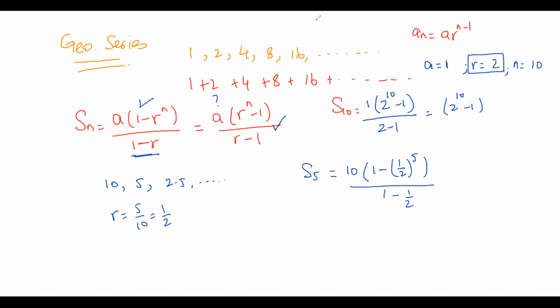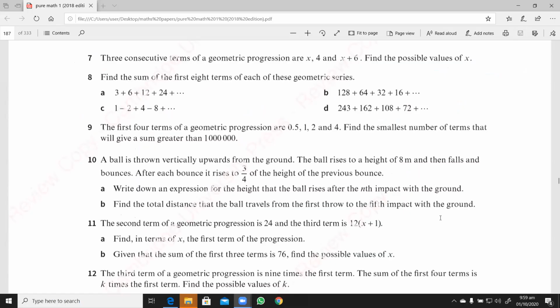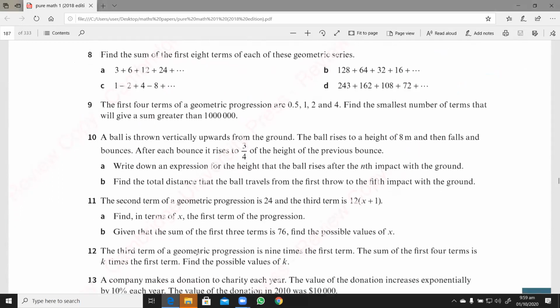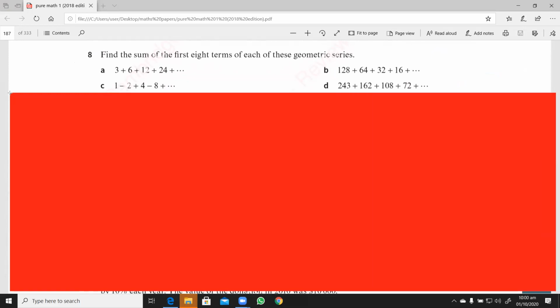Now let's see what kind of questions we have in the book. Going back to the book here, look at the 8th question. It says you have to find the sum of the first 8 terms in all these cases. Let's try that. I'll do the C part for you and then you can try the rest yourself.